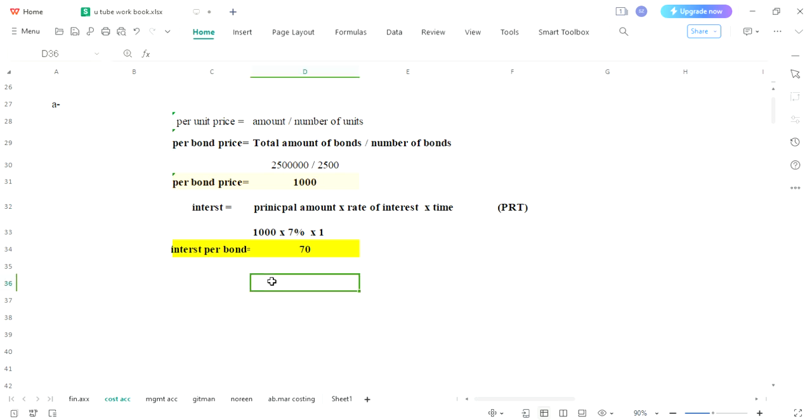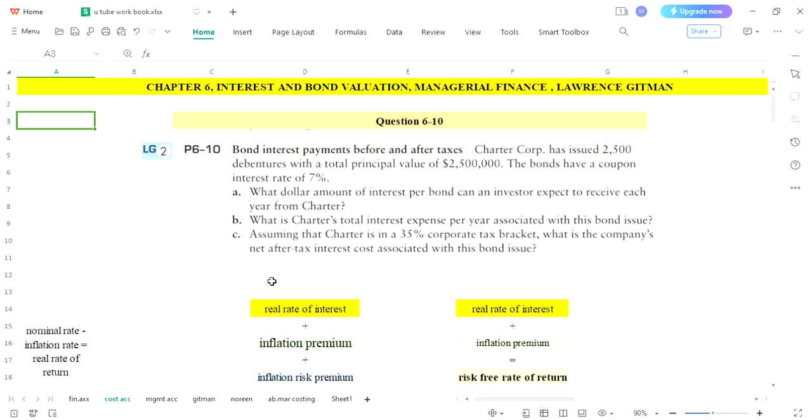So guys, we will see now our next requirement, B. Let's get back. B is saying, what is Carter's total interest expense? Now please note it down. This concept of interest is prohibited from the Islamic point of view. Why is it prohibited? Because when you are concentrating this amount in one place, it would not be present in the whole market. So it would be beneficial for only a person or organization who is investing. That is why Islam prohibits interest.